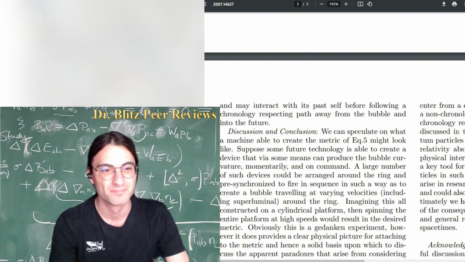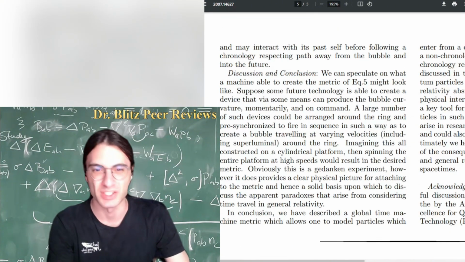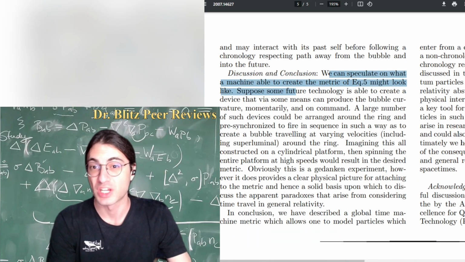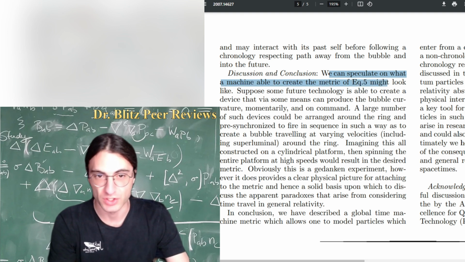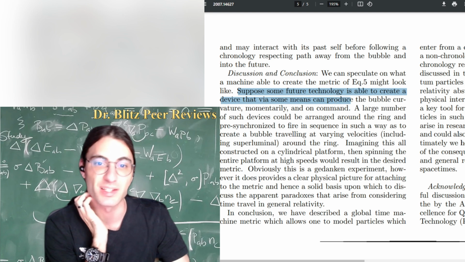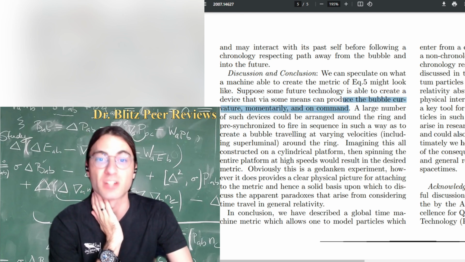So, all right, let's read the discussion and then we can talk about it. We can speculate on what a machine able to create the metric of equation 5 might look like. Suppose some future technology is able to create a device that via some means can produce the bubble curvature momentarily and on command.